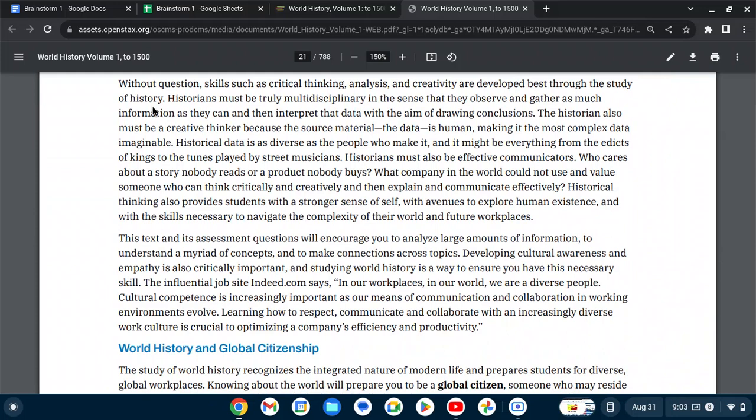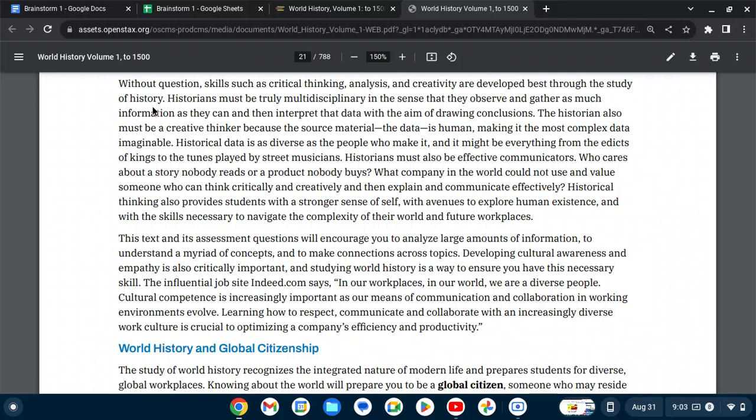Without question, skills such as critical thinking, analysis, and creativity are developed best through the study of history. Historians must be truly multidisciplinary in the sense that they observe and gather as much information as they can and then interpret the data with the aim of drawing conclusions. The historian also must be a creative thinker because the source material, the data, is human, making it the most complex data imaginable. Historical data is as diverse as the people who make it, and it might be everything from the edicts of kings to the tunes played by street musicians.